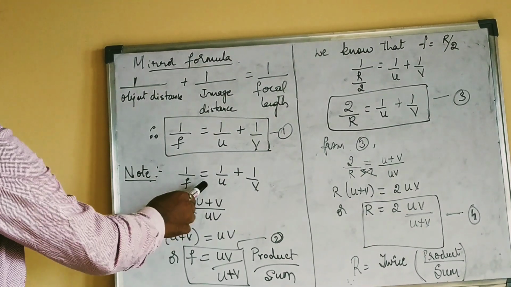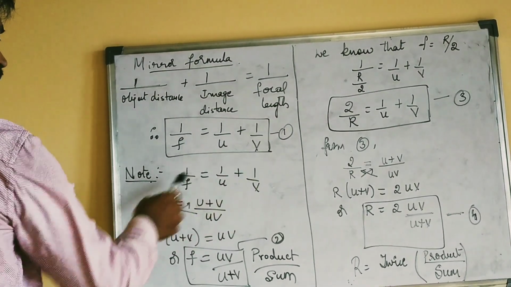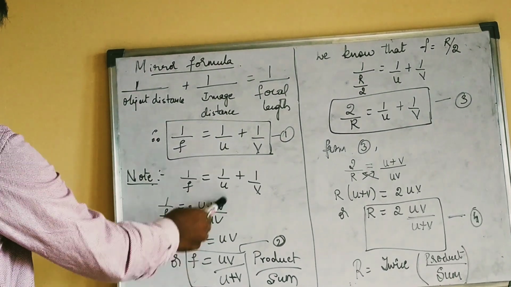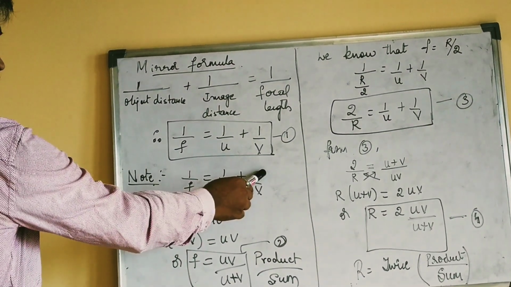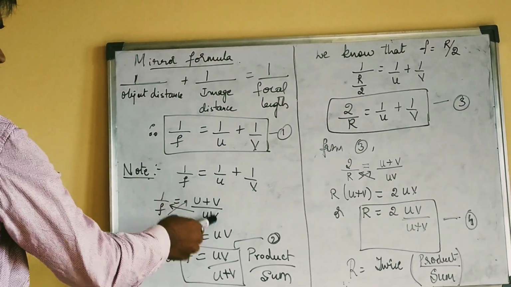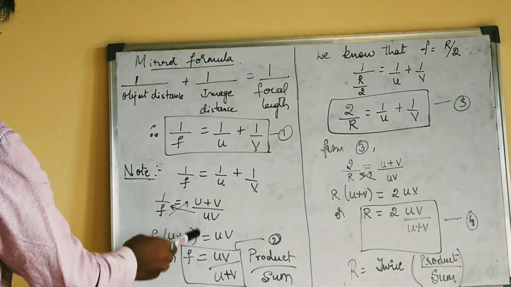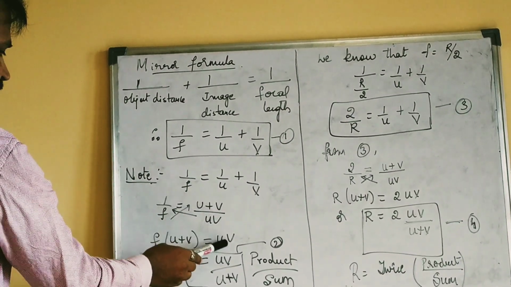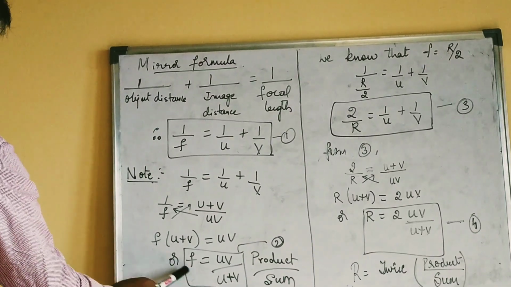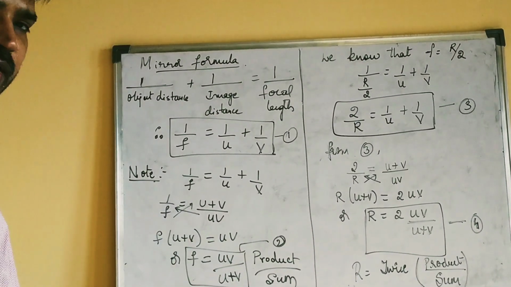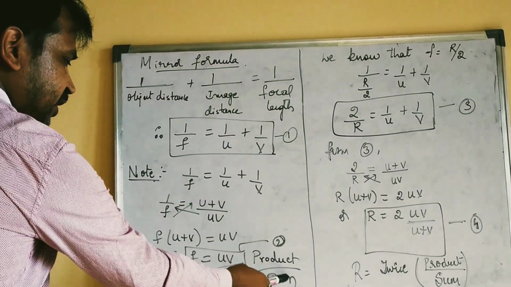Now 1 by f is equal to, take the LCM for 1 by u plus 1 by v. uv is the LCM. Now here v gets multiplied and here u gets multiplied. So u plus v in the numerator, uv in the denominator. Cross multiply. f into u plus v is equal to 1 into uv, which is uv, or f is equal to uv divided by u plus v. So I have written product by sum.